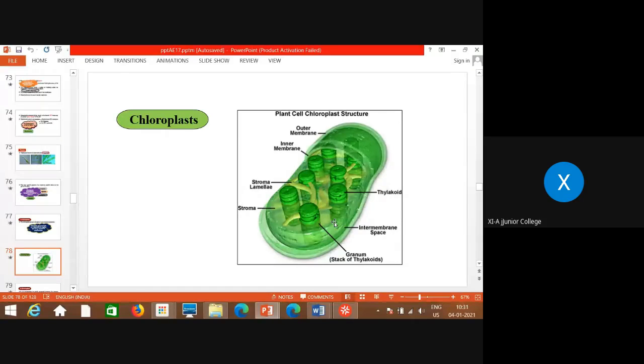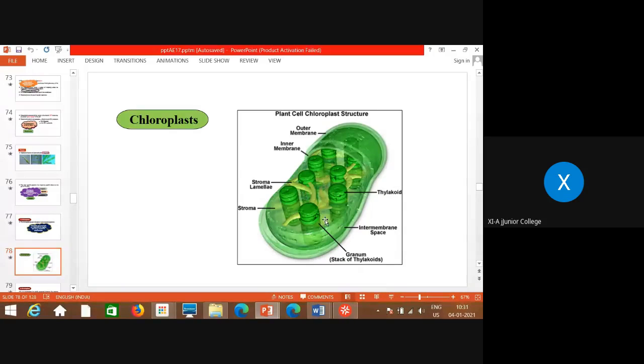Now this is the detailed structure under the electron microscope. You can see the structure, and everybody should remember the role of each part present in the chloroplast. This chloroplast is also a double membrane structure, with an outer membrane and an inner membrane. Both the membranes are smooth in the case of chloroplast. There is a space between these two membranes, which is called the intermembrane space.